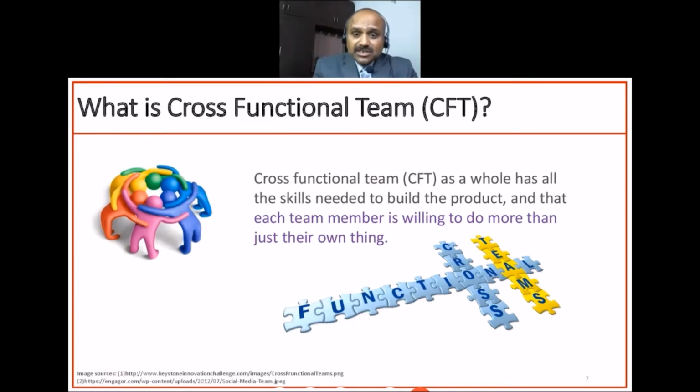How much they stretch is the next aspect. A person in a cross-functional team has a primary skill set. Maybe he's good at middle layer development, but he is also willing to work on the database side or UX side or packaging side. Maybe to start with, he may just stretch to database and UX design, but later maybe two more skills. But the willingness to do more than just their own thing is important.